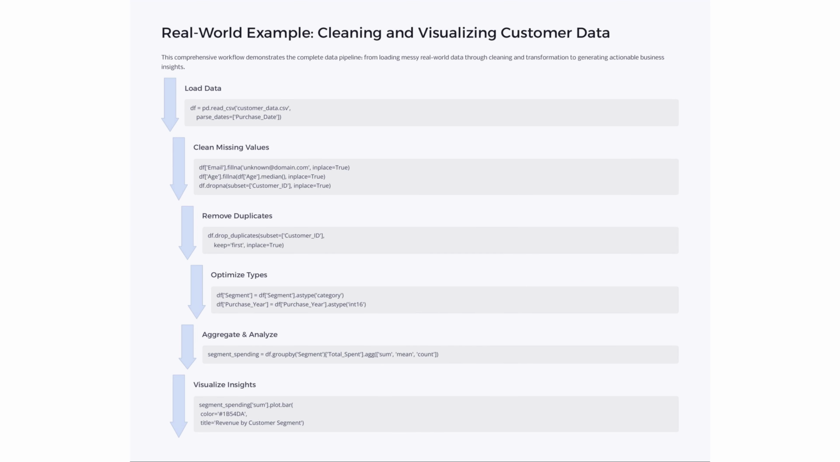In this real-world example, we load customer data, addressing missing values by filling emails with unknown@domain.com and ages with the median. We remove duplicates based on customer ID and optimize data types for efficiency. Finally, we aggregate spending by customer segment, visualizing revenue insights with a bar plot to derive actionable business insights.